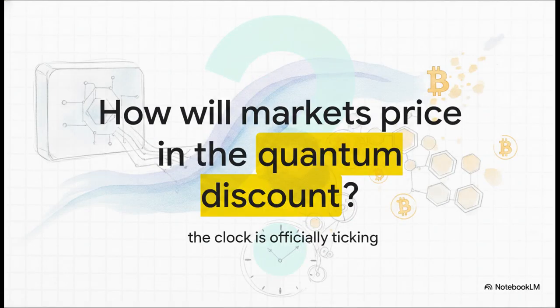I want to leave you with this final provocative thought. How will financial markets actually price in the quantum discount? Knowing that Bitcoin must eventually pay a steep scalability price, a defensive downgrade, just to survive, how does that impact your long-term valuation models? It's a massive engineering hurdle, and the clock is officially ticking.